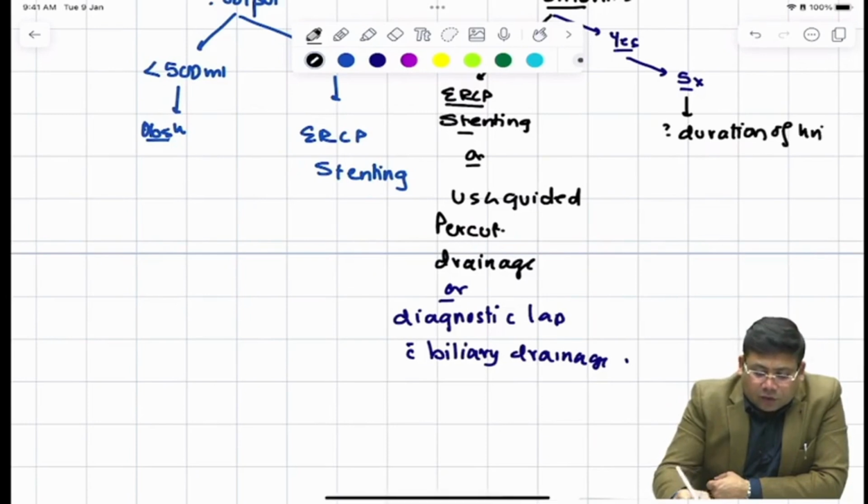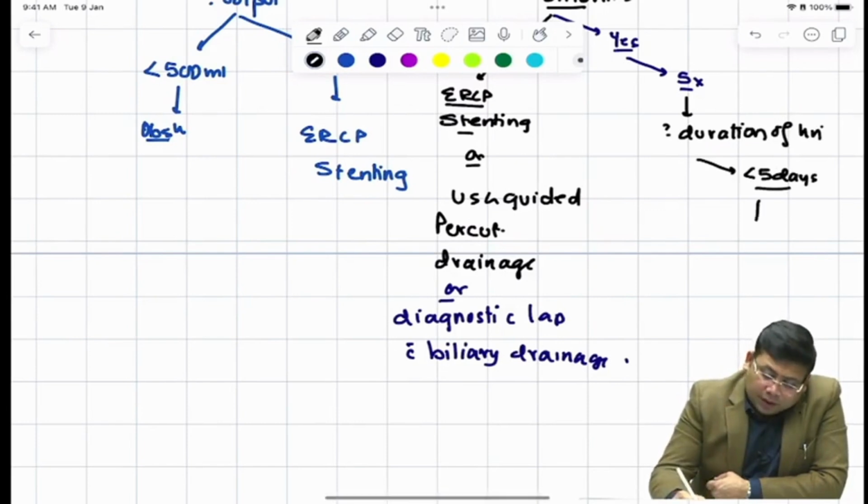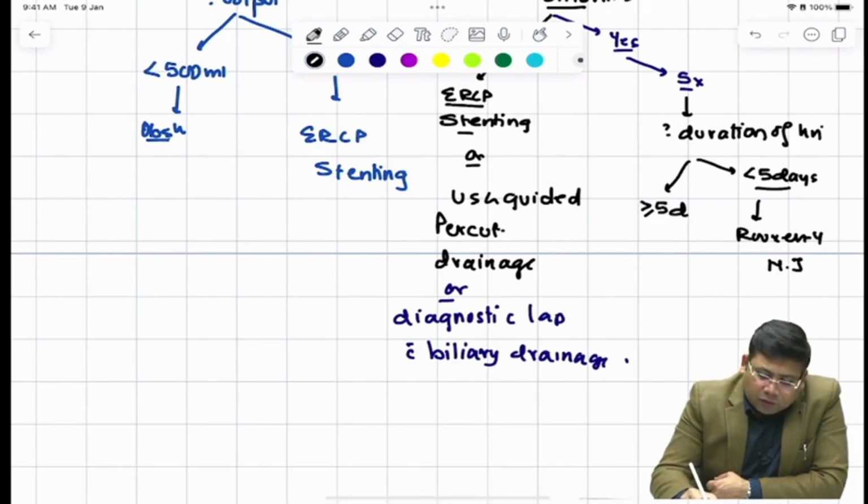So if the duration of injury is less than 5 days, or you can say it's 4 to 5 days old, in that case you can go for Roux-en-Y hepatico-jejunostomy. If it is more than or equal to 5 days, in that case you have to go for T-tube drainage. This is what is T-tube drainage.